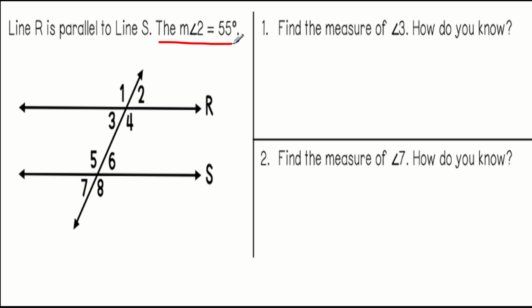All right, so this is saying the measure of angle 2 is 55. Y'all find the measure of angle 3 and angle 7. Once you got them, raise your hand. Not worried about the explain how we know. I'll go over that. Just find the measure of each of those. 3 and 7.